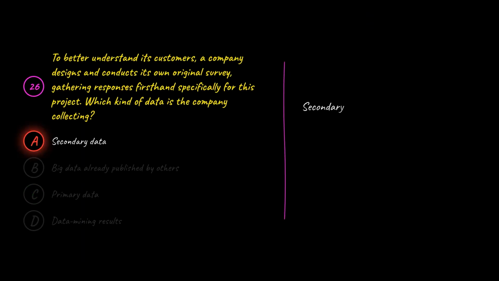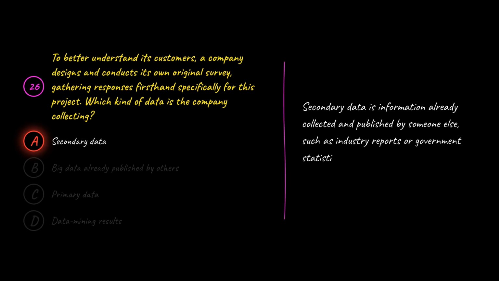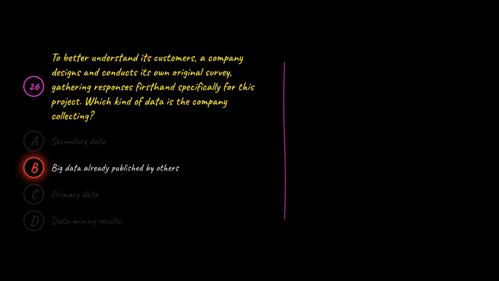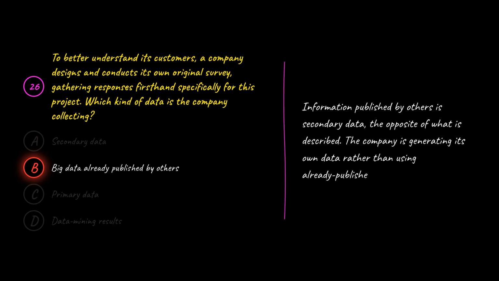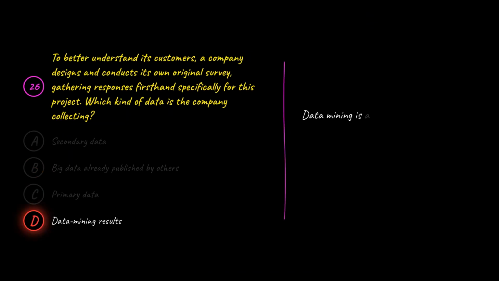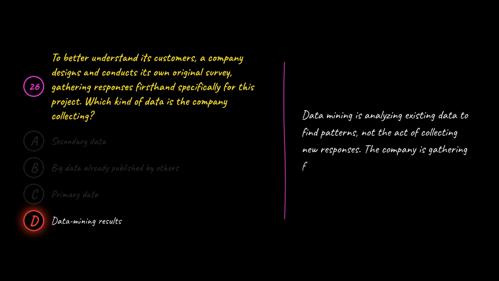A is wrong because secondary data is information already collected and published by someone else, such as industry reports or government statistics. A survey the company conducts itself is original, not second-hand. B is wrong because information published by others is secondary data, the opposite of what is described. The company is generating its own data rather than using already published sources. D is wrong because data mining is analyzing existing data to find patterns, not the act of collecting new responses. The company is gathering fresh survey data, which is primary data.